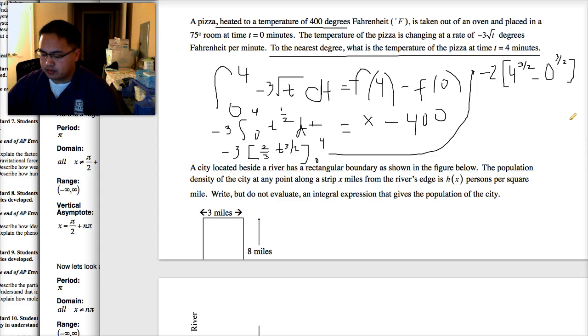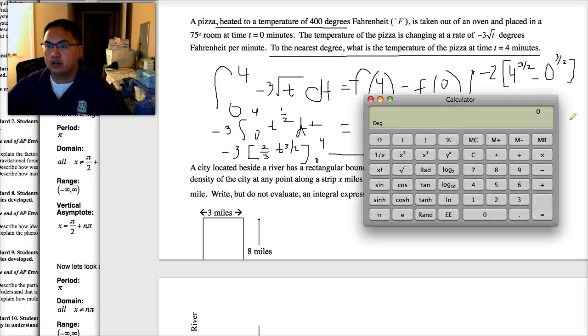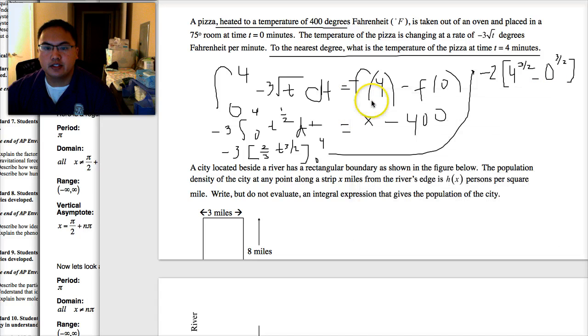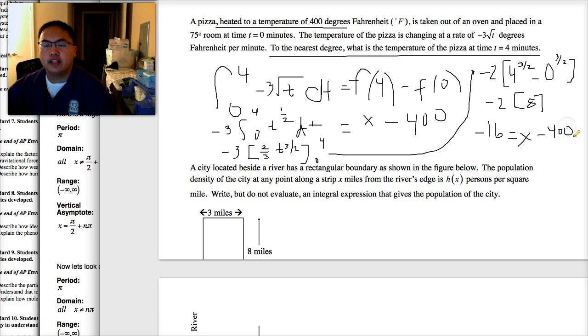4 to the 3 over 2, let me calculate it real quick. 4 to the 3/2 is 8. So this left side becomes -16. So -16 equals x minus 400. I now add 400 to both sides to get x by itself. 400 minus 16 is going to be 484. Or sorry, 384.